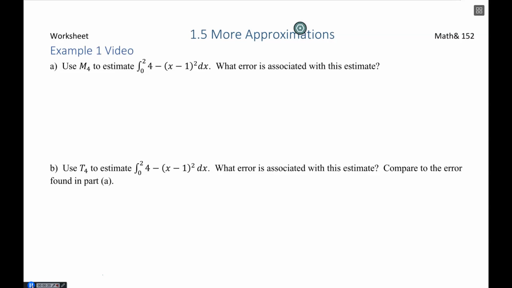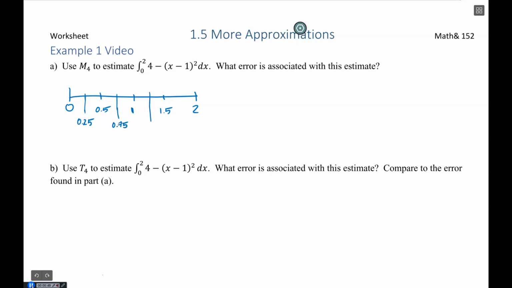Okay, so I'm trying to go from 0 to 2, and I'm doing that with 4 rectangles. So we're going to have to go from 0 to 1/2, and then 1/2 to 1, and 1 to 1.5, and 1.5 to 2. So that's where the edges of my rectangles will lie. To get the heights, I actually have to go in the middle. So I'm going to be taking 0.25 as a height. I'm going to take 0.75.